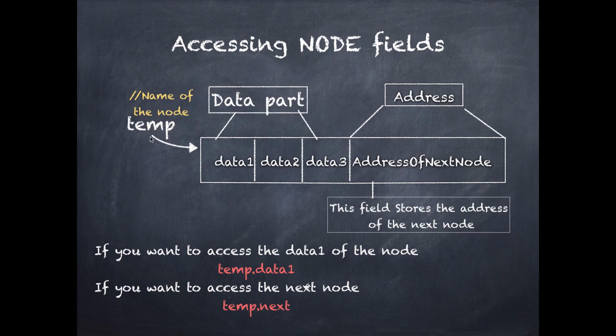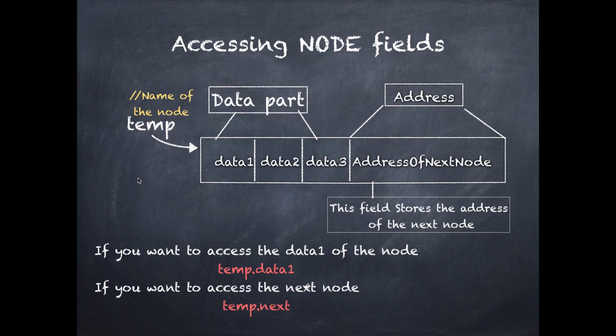Here I'll tell you some terminologies with respect to this diagram. This is a generic node representation. A node is having the name temp. This node itself will have an address, and the address part of this node is pointing to the next node. So this field stores the address of the next node.